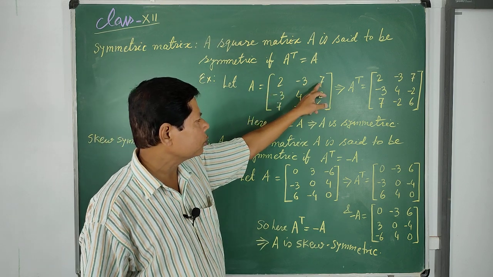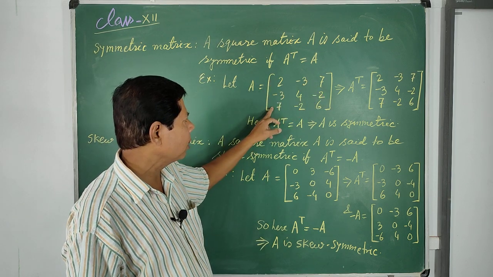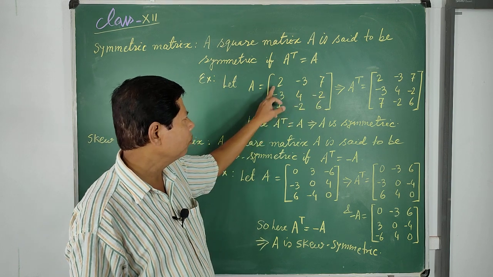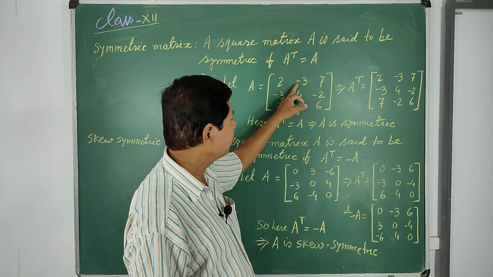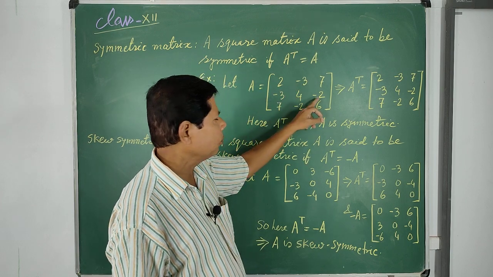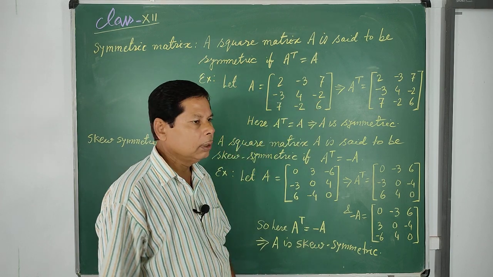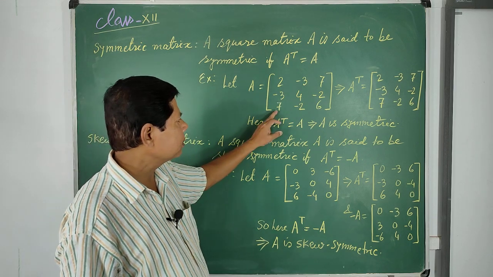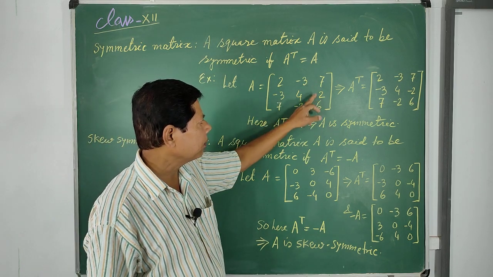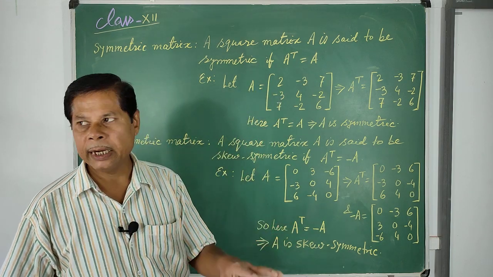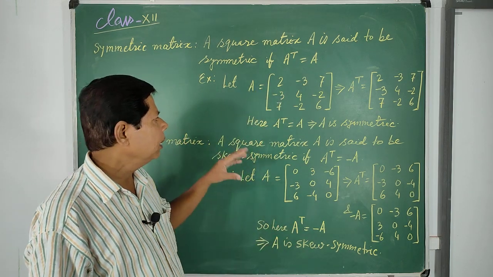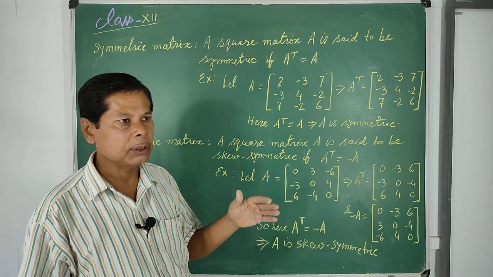So first row should match with first column, 2 -3 7, 2 -3 7. Second row, see, -3 4 -2, -3 4 -2. So second row is similar to second column. Third row is 7 -2 6, 7 -2 6. So every row should coincide with its corresponding column. Such a square matrix is always symmetric.